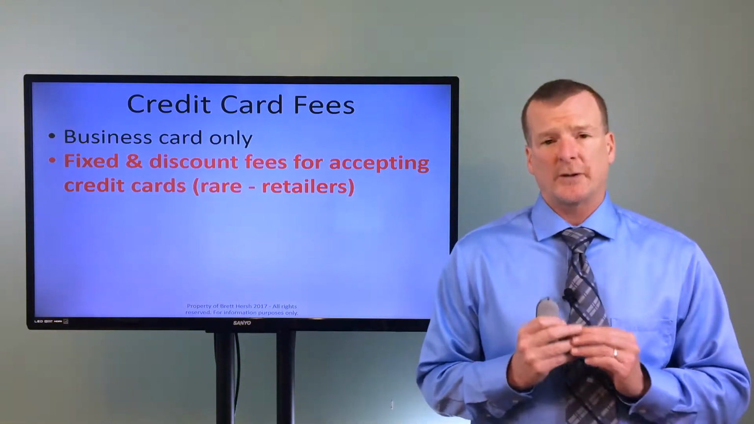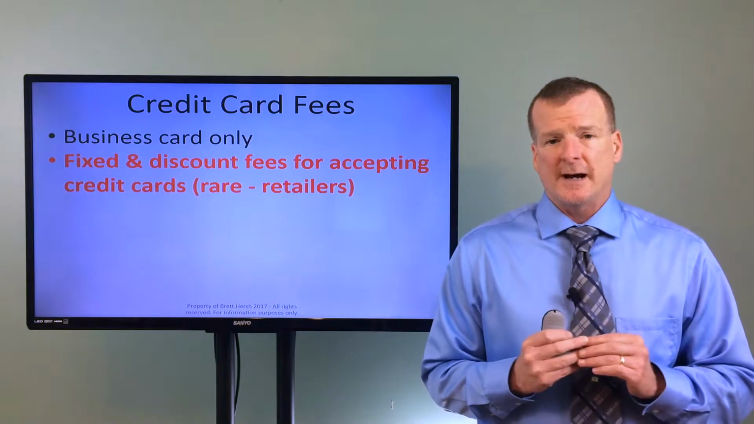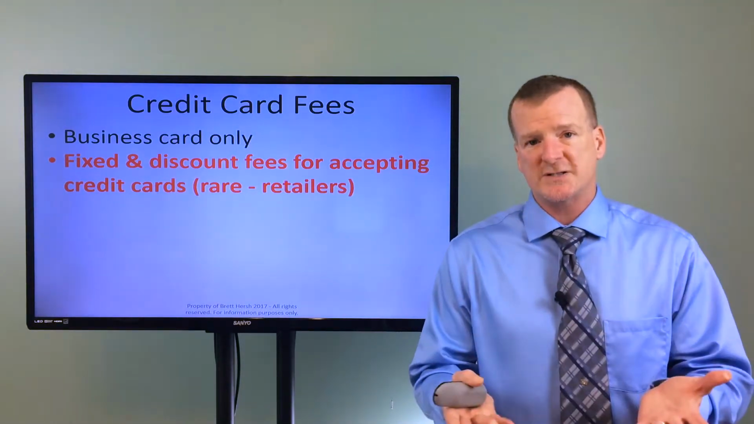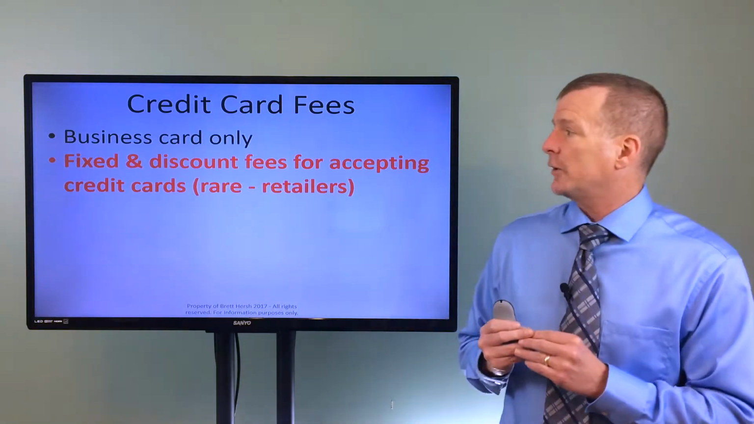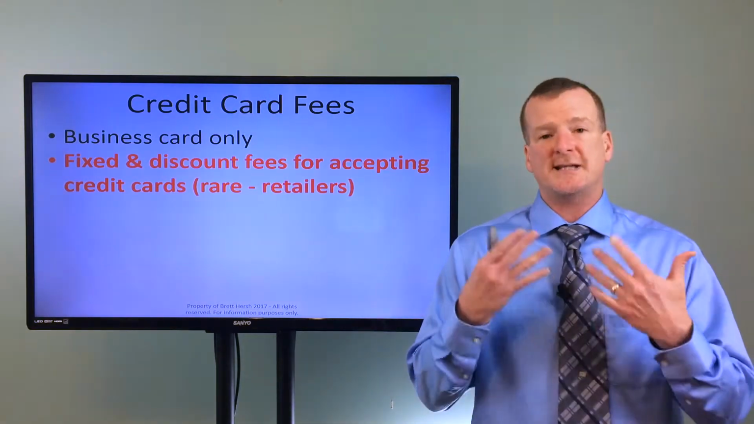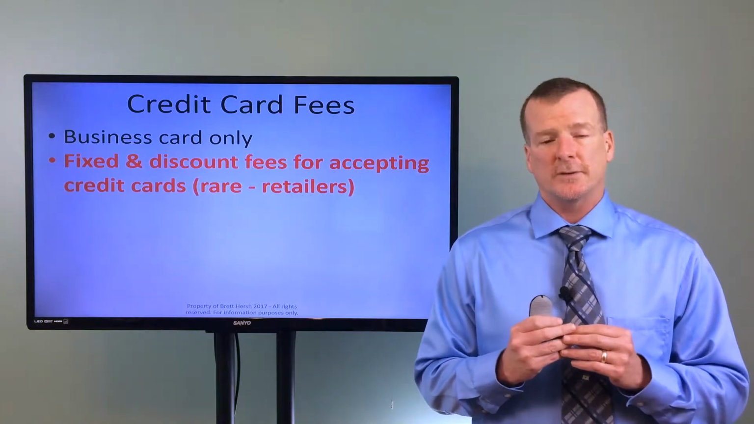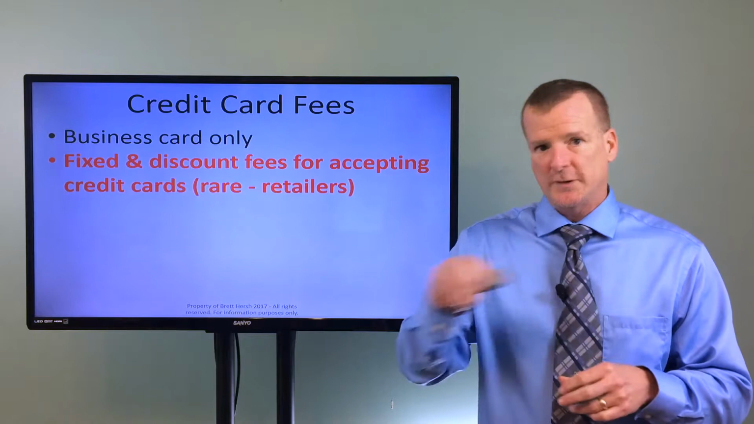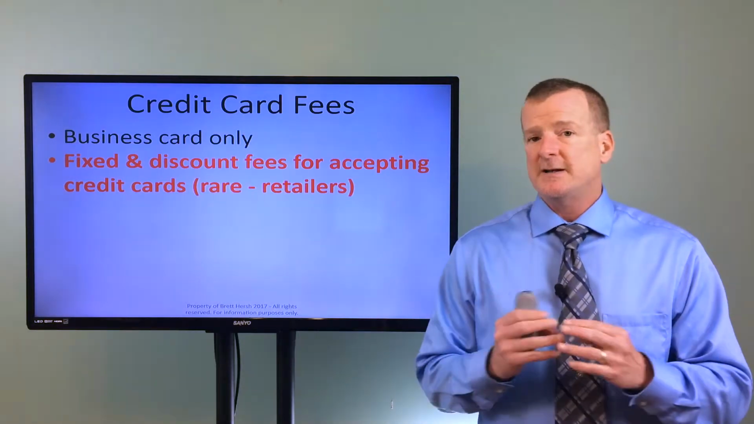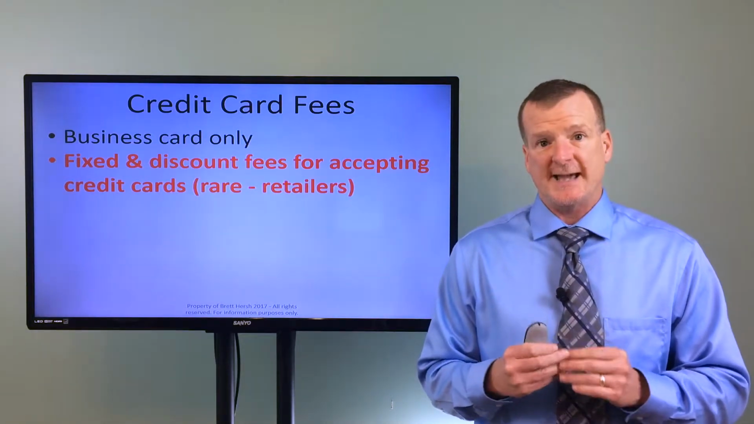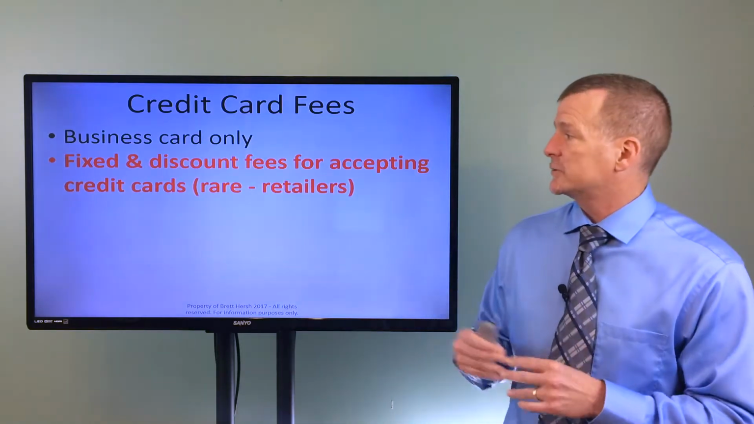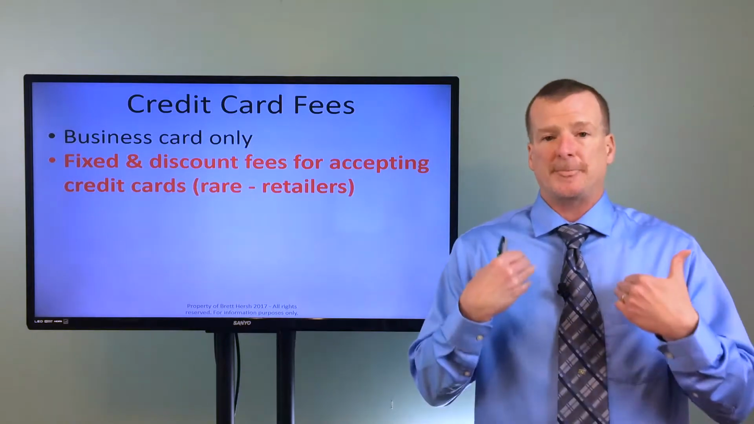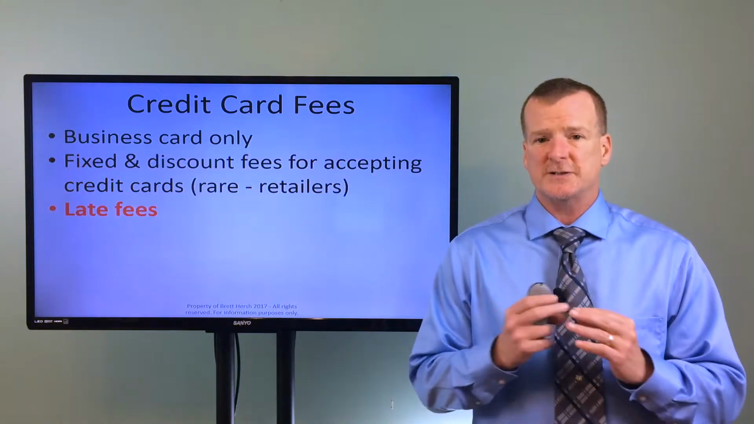Now, generally when we talk about credit card fees, if you're a retailer, this is going to be very rare for folks in real estate. It generally applies to folks that accept credit cards in their business. This would be what's called a fixed rate or a discount fee, where usually it's like 2.5% to 3% of whatever the credit cards that you run through your machine during the day or during the month. The credit card company will take a percentage of that as a fee. That would be called a fixed or a discount fee for accepting credit cards. That would be deductible here. However, for most realtors, that really isn't going to apply.